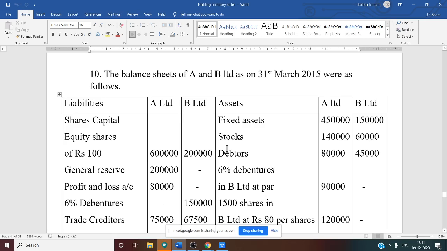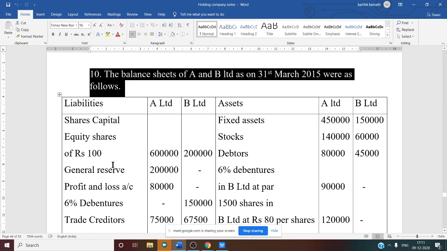See, in holding company account, we have discussed all the types of problem, whatever is there in our syllabus. So now we have to go through a few more problems which are similar in nature. So that we have to see. So now let us discuss problem number 10.